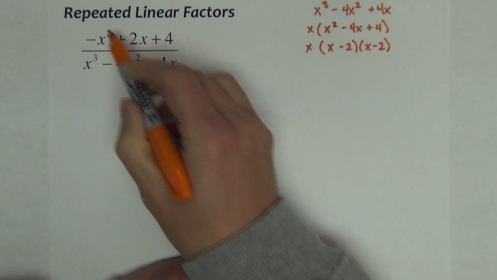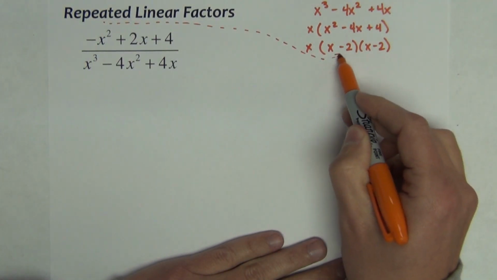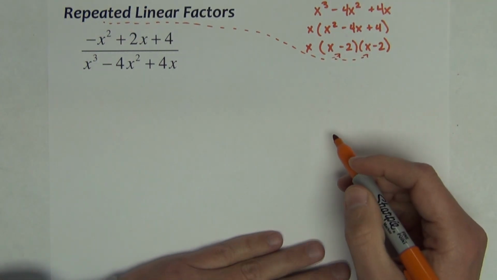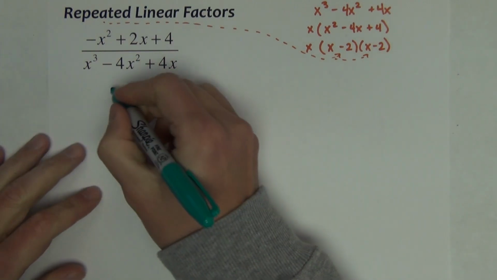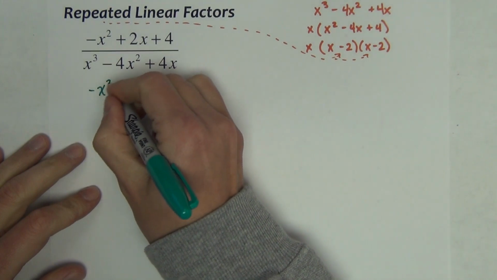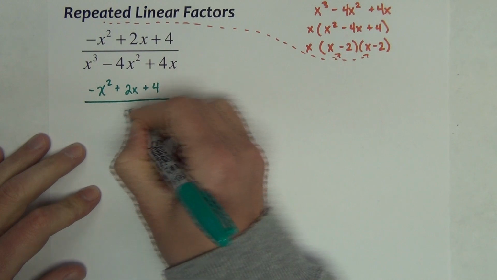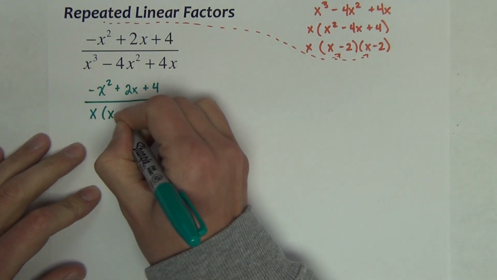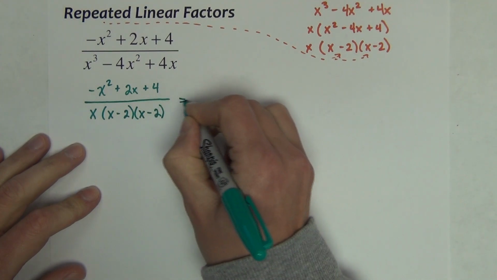So we can see that that denominator has a repeated linear factor. A factor that shows up twice. Or it can show up as many times as we want, but in this case it shows up twice. So it is a repeated factor. I'm going to rewrite the problem now. Over the factorization x minus 2, x minus 2. I'm going to set that equal to.